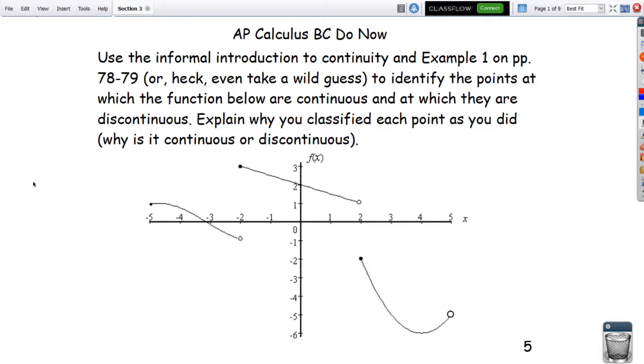So the first thing that I have, it would have been the do now in class, but just use what continuity sounds like to figure out where this function is discontinuous. Maybe pause, give a couple of guesses, then when you unpause, I'm going to tell you that there are 3 places where this function is discontinuous, and then maybe you'll have to find the third one because you might have only had 2.